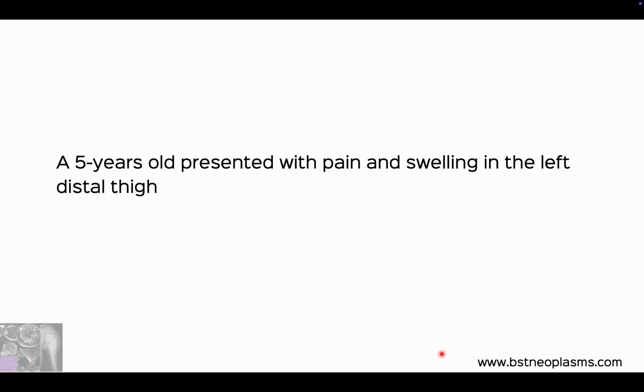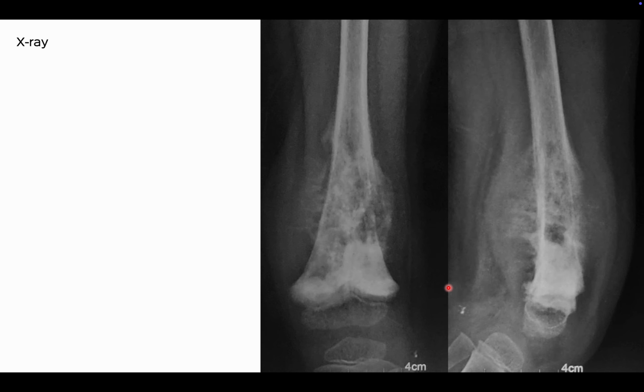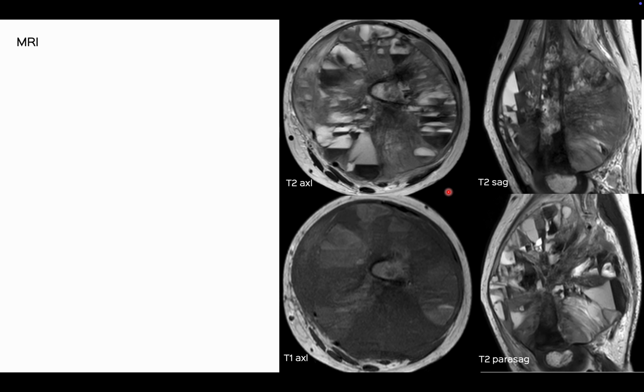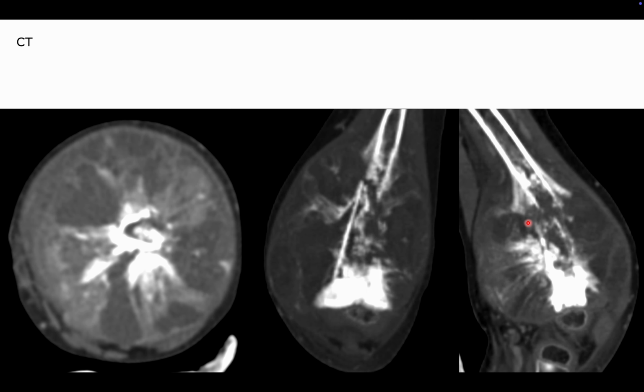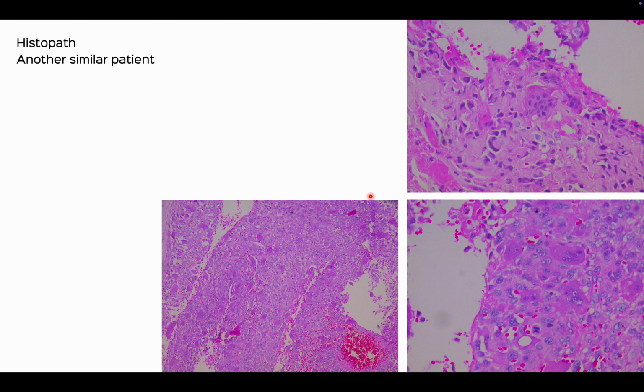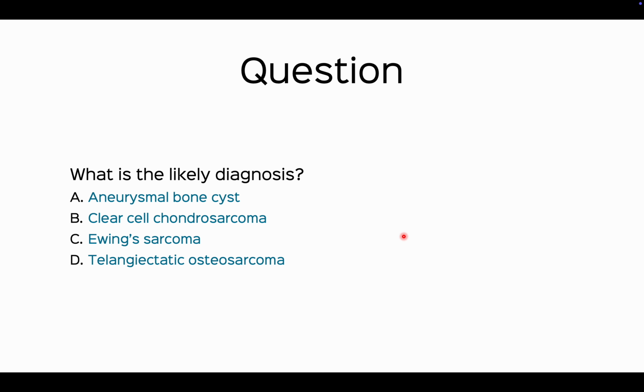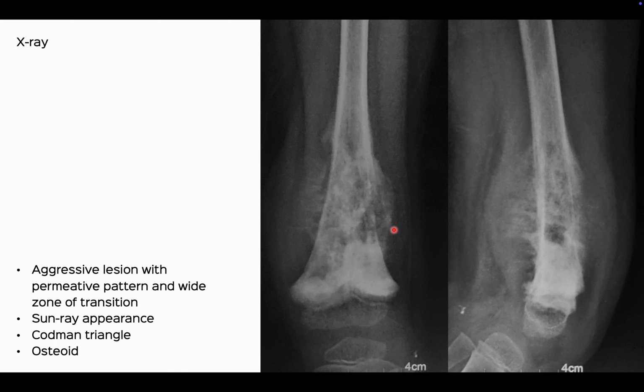So, this 5-year-old presented with pain and swelling in the left distal thigh. Those are the x-rays, the frontal and the lateral, the MR. And you can see there are four sequences. That's the CT. And you have the histopath, though this is of a different patient. The images were similar, just misplaced the images of this patient. And these were the choices that you had. So let's go through the case, right?